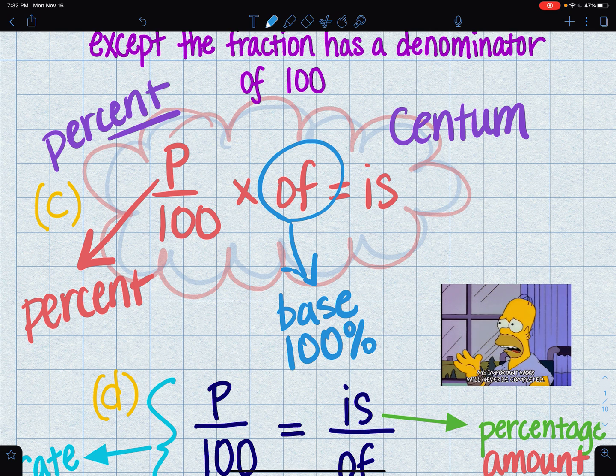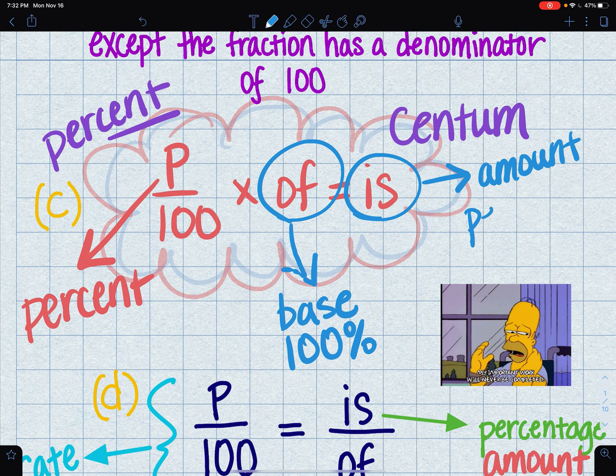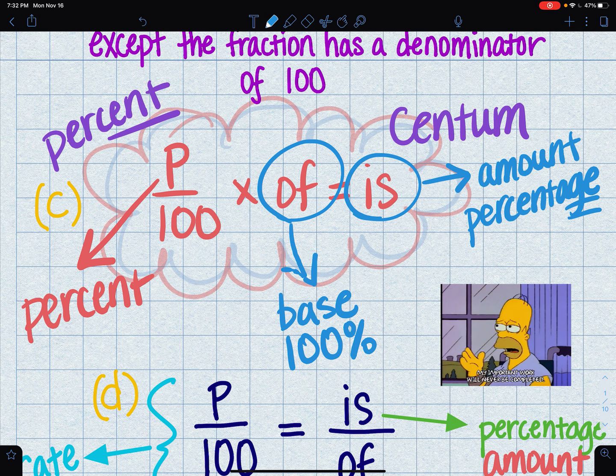Then is, the word is going to precede the word that is the amount or the percentage. And that was really confusing for me because I was like, percentage? Why isn't the percentage over here where the P is? But it's not. It's the number that comes right after the word is.